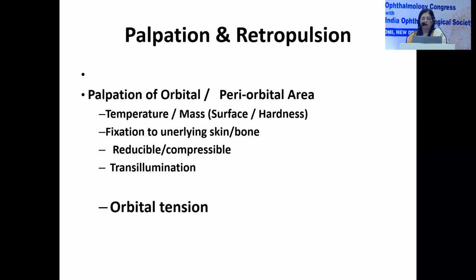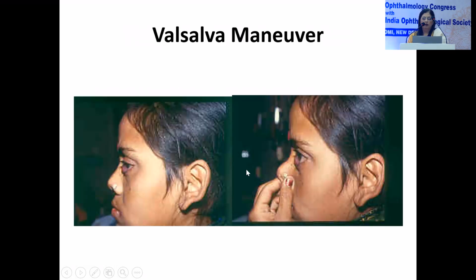It's important to put a finger and palpate between the orbital rim and the eyeball, and if you feel any mass, it indicates a mass in the anterior orbit. If you have a mass around the orbital margin, palpate it and see the temperature, surface, whether it is mobile or not, whether it is fixed to the overlying skin or underlying bone, and whether it's reducible or compressible. Lesions like hemangioma and schwannoma are compressible. However, if it's non-reducible, it means it's a solid mass behind. You can perform the Valsalva maneuver whenever you're suspecting a vascular lesion.